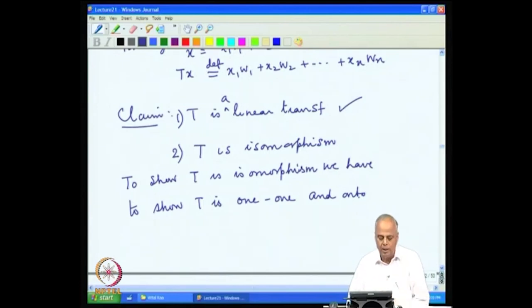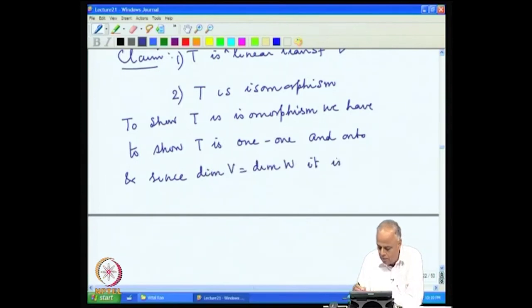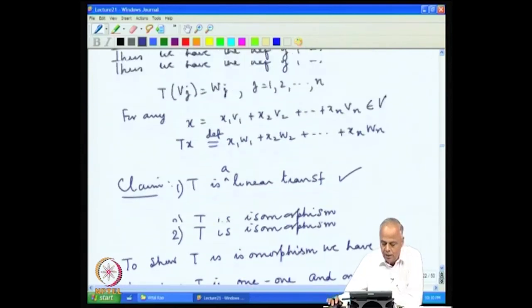And we have observed earlier that when dimension of V is equal to dimension of W, if you check onto, it automatically forces 1-1. If it is 1-1, it automatically forces onto, and therefore, it is enough to check one of them. Since dimension of V is equal to dimension of W, it is enough to check if T is onto, because the moment it is onto, we know it is going to be 1-1. So, now let us check whether T is onto.